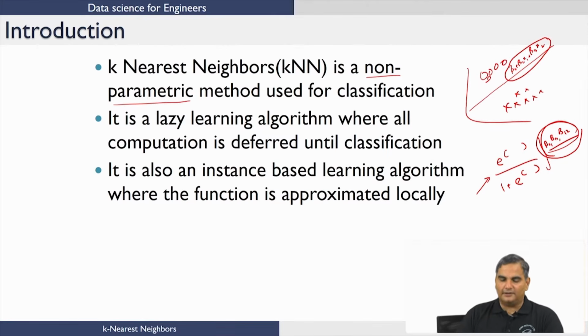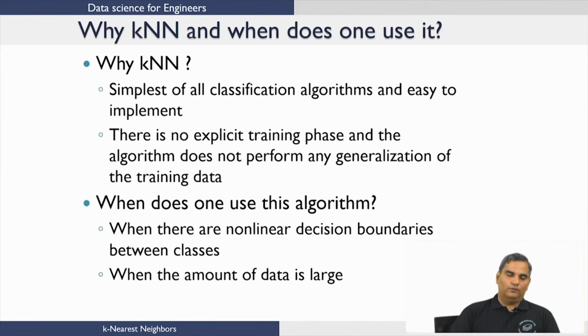It is also called instance based learning, where the function is approximated locally. So, we will come back to this notion of local as I describe this algorithm. Now, we might ask when do we use this. As I started this lecture, I mentioned it is the simplest of classification algorithms, very easy to implement, and you will see when I explain the algorithm how simple it is.